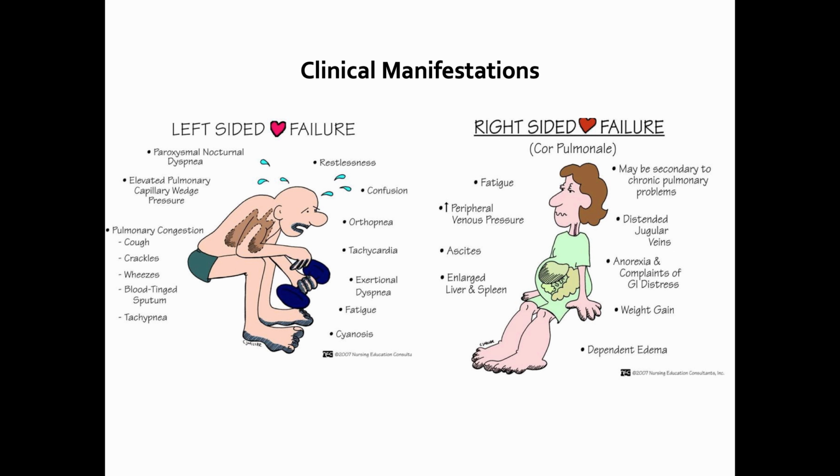So let's just review left-sided versus right-sided failure. This is one of the more helpful things for us to discuss. Remember that left-sided failure tends to cause the lungs problems, whereas right-sided failure, or cor pulmonale, tends to cause peripheral problems. So in left heart failure, we see a lot of patients with fatigue and tachycardia and orthopnea where they can't breathe when they're laying flat in bed.